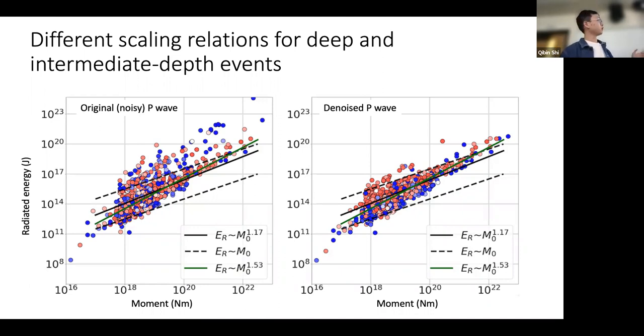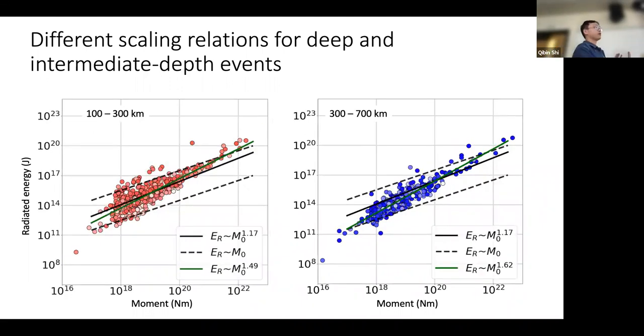And if we further look into the difference between different colors, I'm sorry, I forgot to put the color bar here. So basically the red circles represent shallow earthquakes, shallower than 300 kilometers, which is the range for intermediate depth earthquakes. And the blue ones are deep focus earthquakes, deeper than 300 kilometers. So we can see that they are actually different.